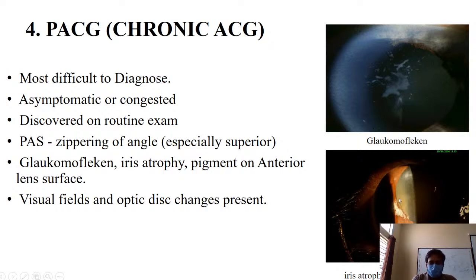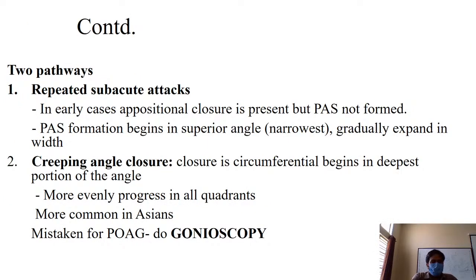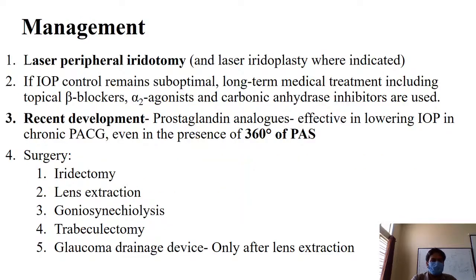There will be some little iris atrophy, and there may be some pigments over the anterior chamber, and mostly these patients have visual field and optic disc changes. So these changes are usually present, but clinically these patients are normal. Mostly it happens because of repeated subacute angle closure and creeping angle closure, that is, slowly the angle is occluding.